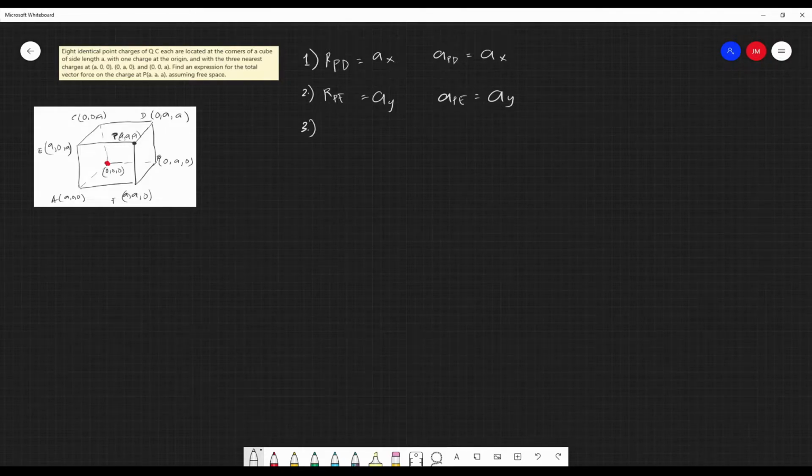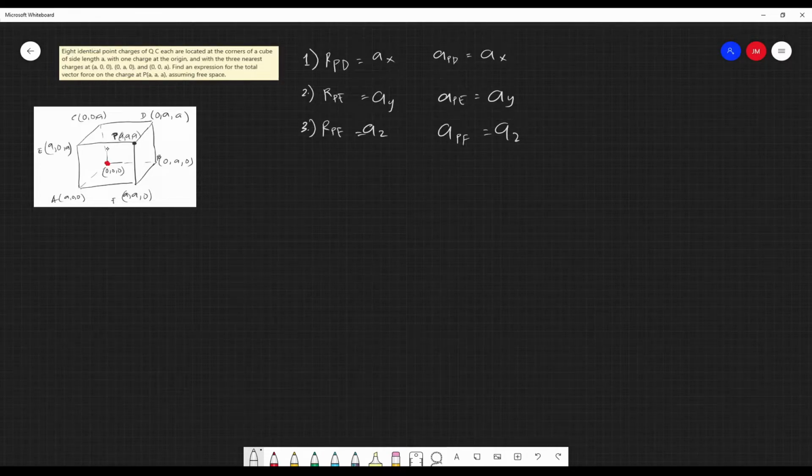Now we go to number 3. Here both the x and y components are there, but the z is not. So subtracting this charge point F from point P, we get R_PF. All that's left is a z. The unit vector a_PF is a_z. So far, so good.